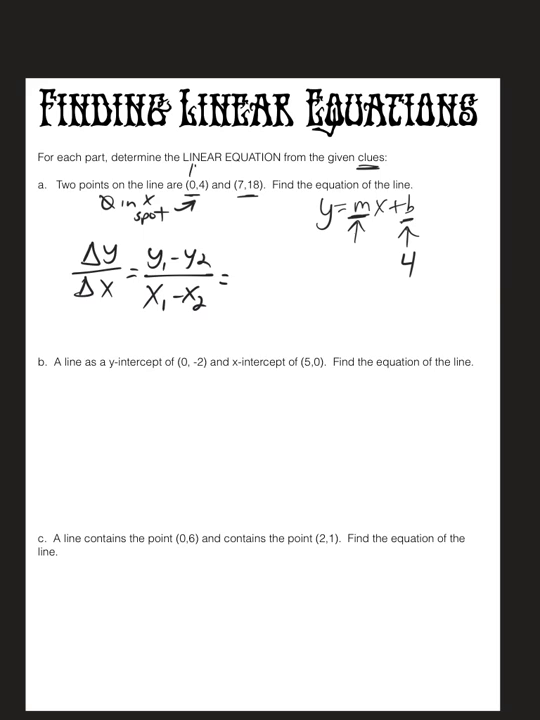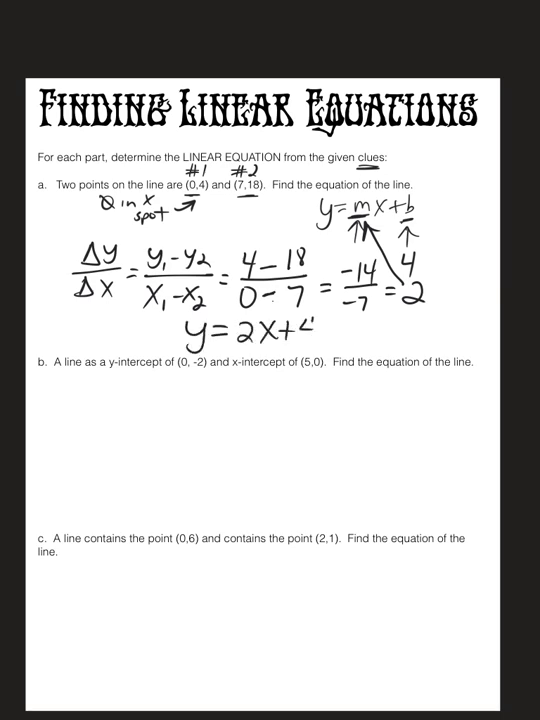I'm going to make one of these my number 1 and one of these my number 2 ordered pairs. I'll write all the things that are built into the formula. Y1 is 4, Y2 is 18, X1 is 0, X2 is 7. 4 take away 18 is negative 14. 0 take away 7 is negative 7. That simplifies to positive 2. That is going to be substituted in for the slope. So the equation of this line is y equals 2x plus 4.